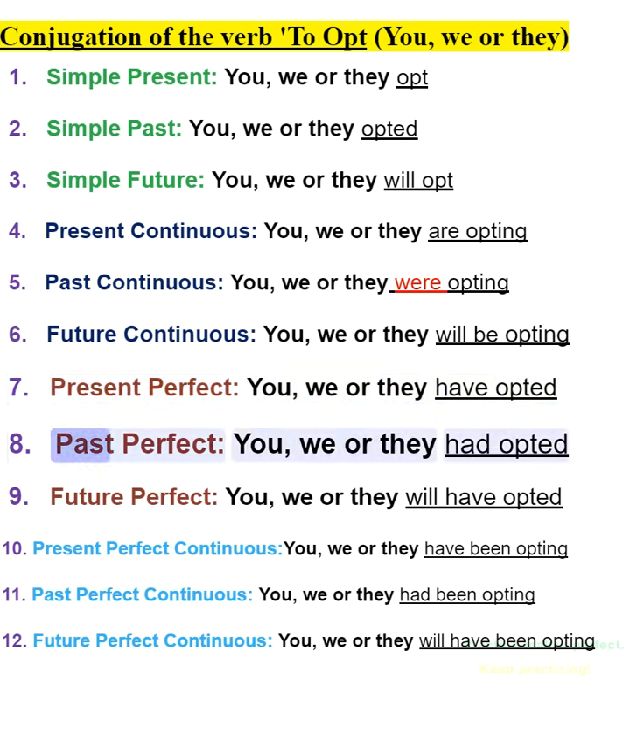8. Past perfect. You, we or they had opted. 9. Future perfect. You, we or they will have opted. 10. Present perfect continuous. You, we or they have been opting. 11. Past perfect continuous. You, we or they had been opting. 12. Future perfect continuous. You, we or they will have been opting.